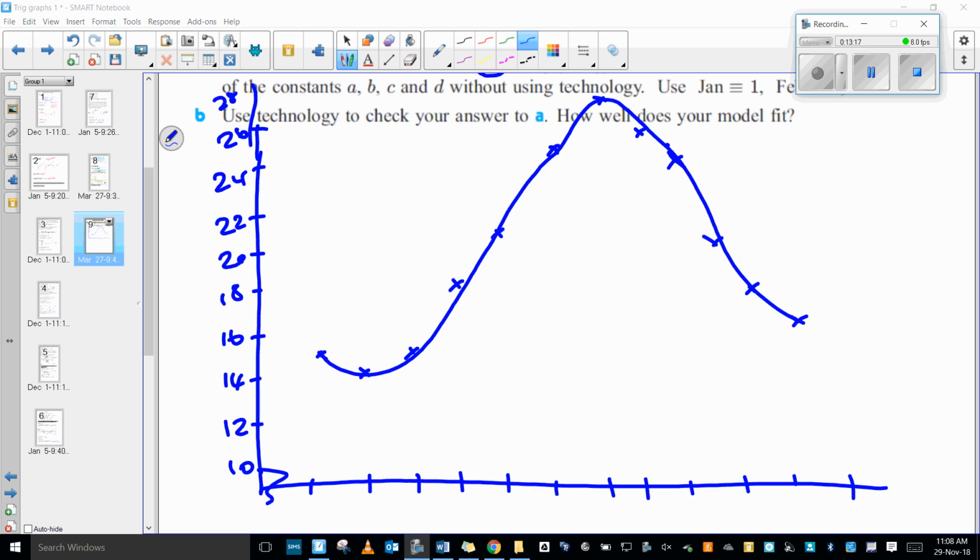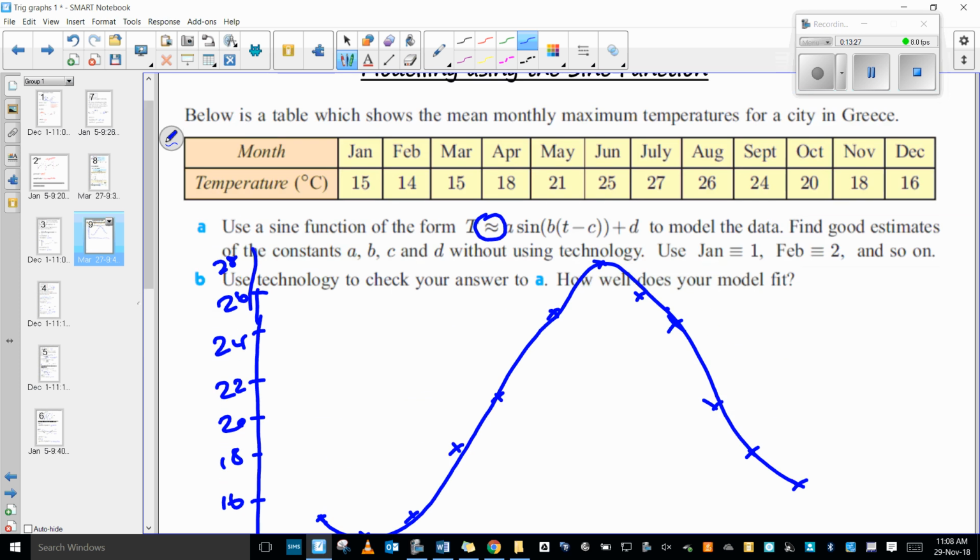Okay, so now we've drawn our data. We can see roughly it goes in the shape of a sine graph. They told us it's going to be a sine. So remember, you have to follow what they've asked you to do. You might have naturally gone for a cos here, but they told us we're going for sine. So what we need to do is establish what these values would be.